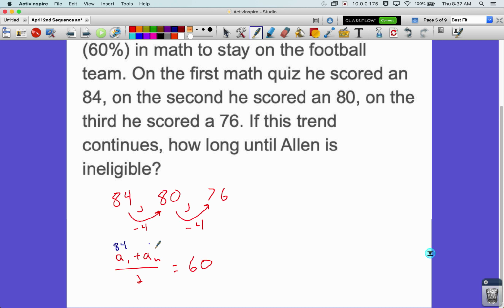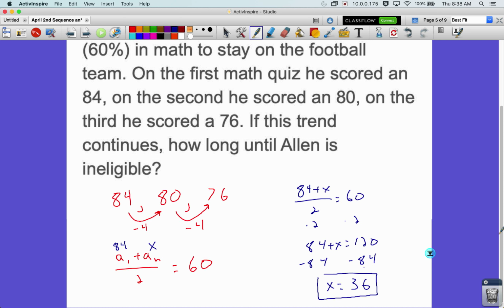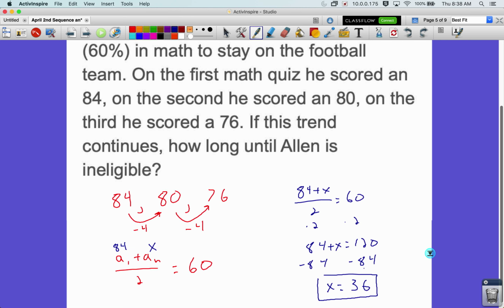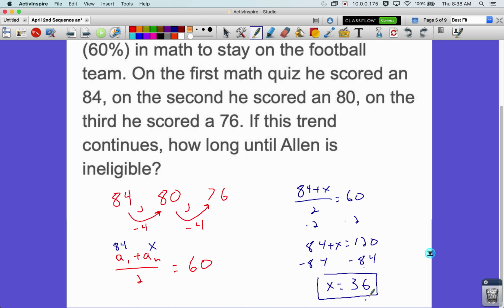And we don't know this, we'll just use an x here. So 84 plus x divided by 2 equals 60. Times 2, times 2. 84 plus x equals 120. Minus 84, minus 84. X equals 36. Let me double check that. We got 120 minus 84, 36. So what this is telling us here is that Alan's not going to be ineligible until the day after he scores a 36 on his math quiz.